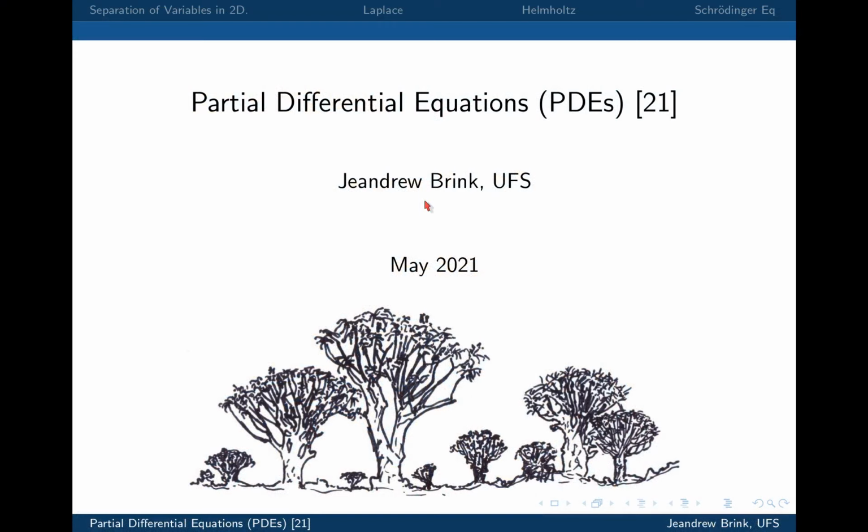Okay, so the separation of variables only in 2D. And sorry, my screen is now frozen.